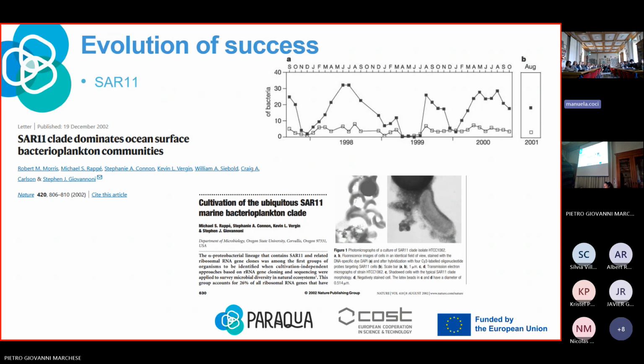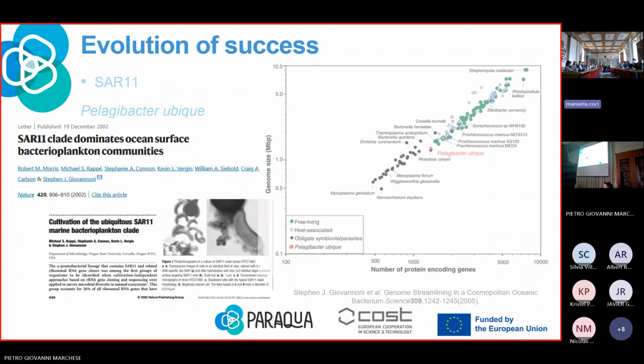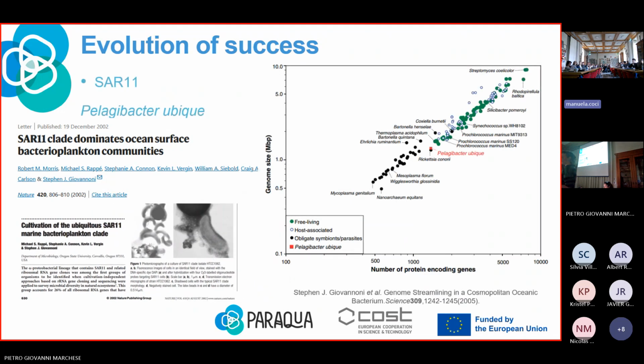And they cultured this bacterium, and then they sequenced the genome. And this genome told a lot about why this bacterium is so common in nature, because the genome was super small. And when they found it, it was the smallest genome of a free living bacterium that was ever found. So here is the genome size, and here is the number of protein encoding genes.